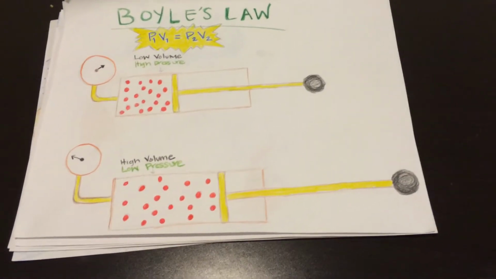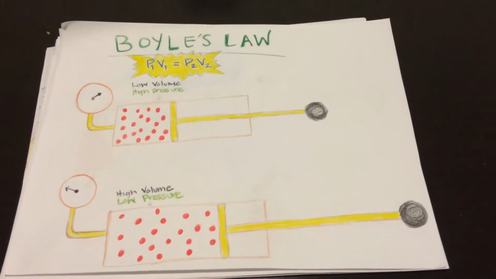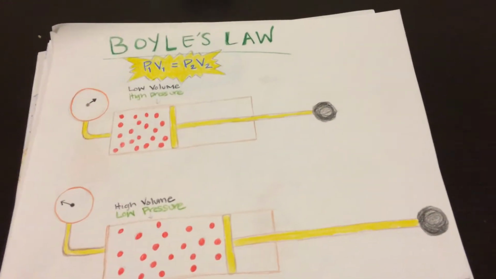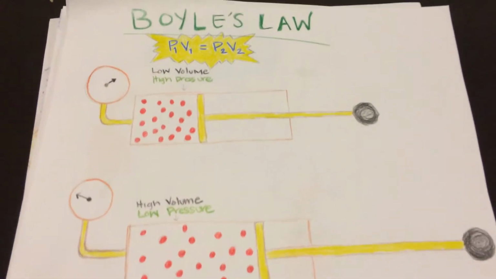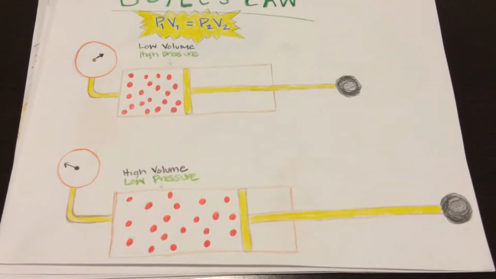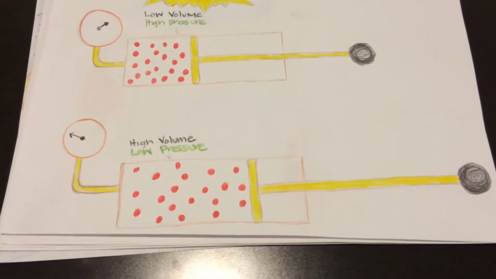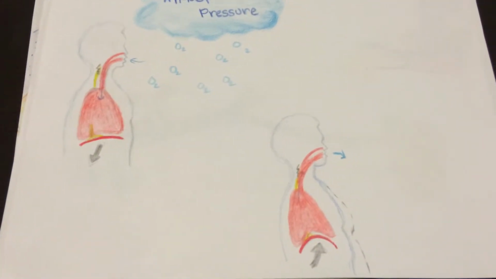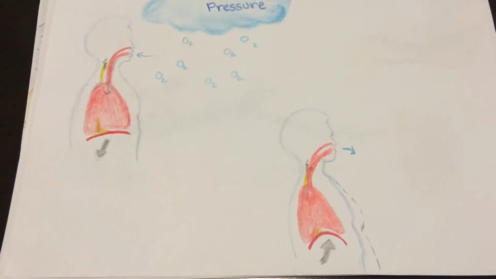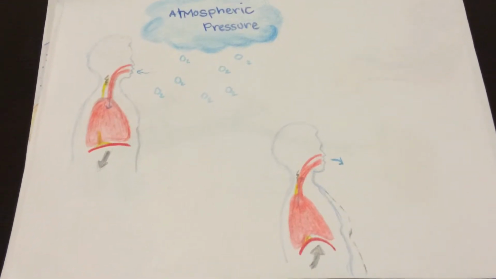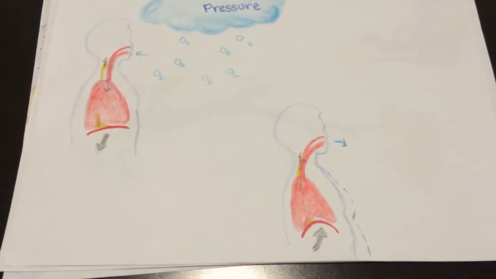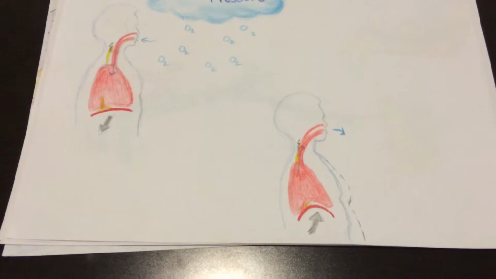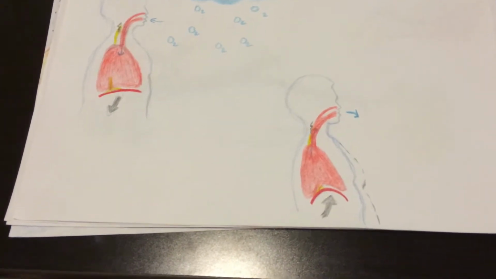Ventilation, or how we breathe, first begins by understanding Boyle's law, which is P1V1 equals P2V2. This means that when the volume is low, the pressure will be high, and when the volume is high, the pressure will be low. The pressure outside our body, or the atmospheric pressure, is slightly higher than the pressure in our lungs. So like everything else in the body, when something is high, it wants to go to where it's low.